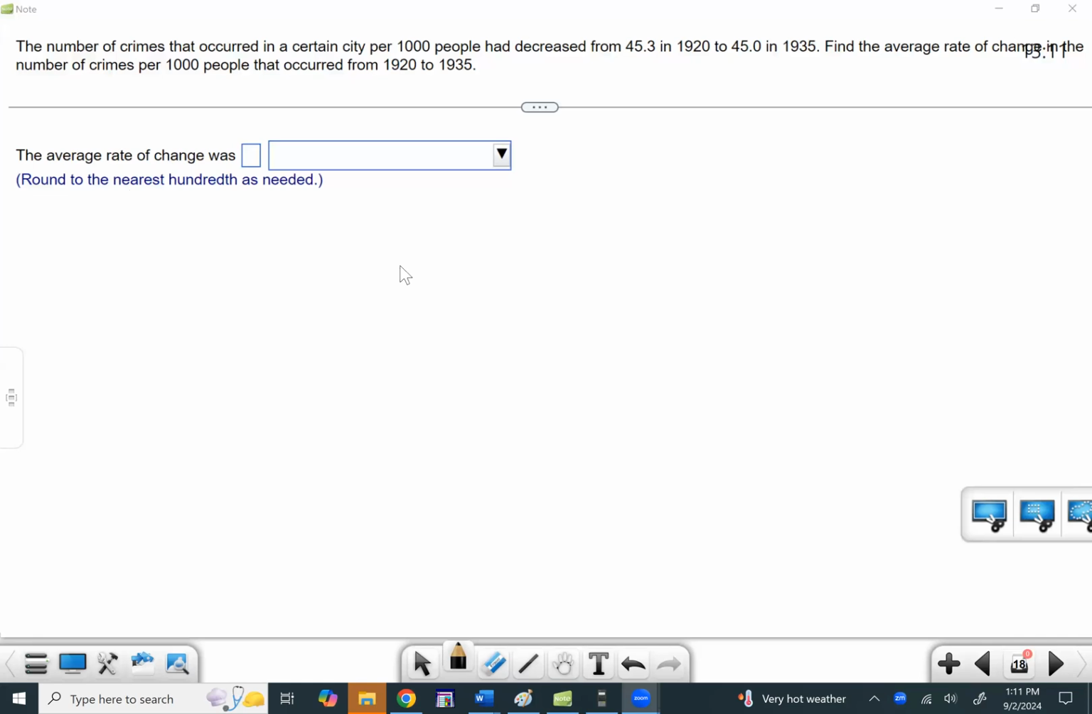Take a look at number 12, which is very similar to number 11. So I'm hoping it'll help you out with that one. All right, the number of crimes that occurred in a certain city per 1,000 people had decreased from 45.3 in 1920 to 45 in 1935. Find the average rate of change in the number of crimes per people that occurred from 1920 to 1935.